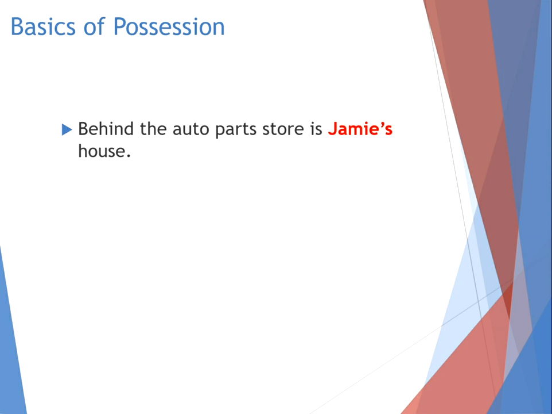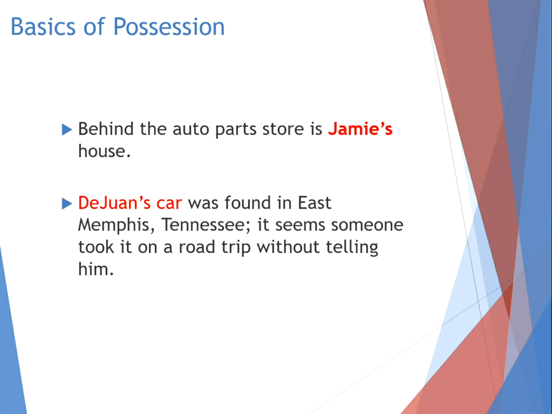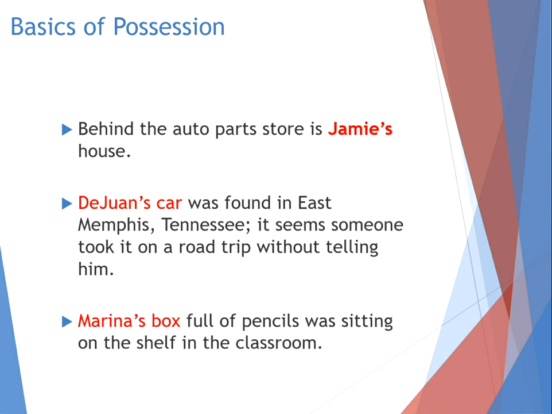Behind the auto parts store is Jamie's house. Dewan's car was found in East Memphis, Tennessee. It seems someone took it on a road trip without telling him. Marina's box full of pencils was sitting on the shelf in the classroom.